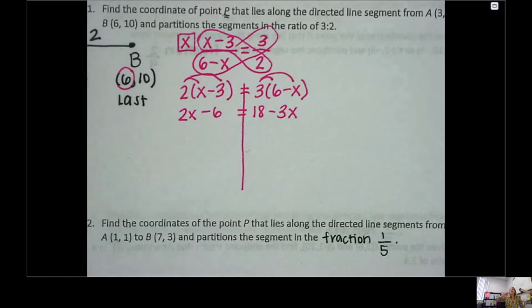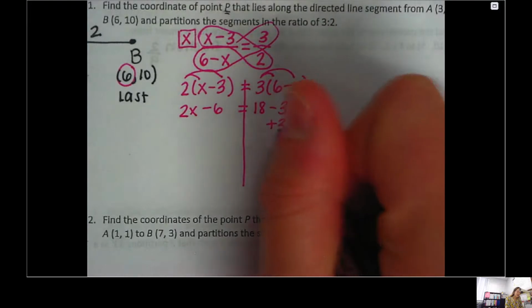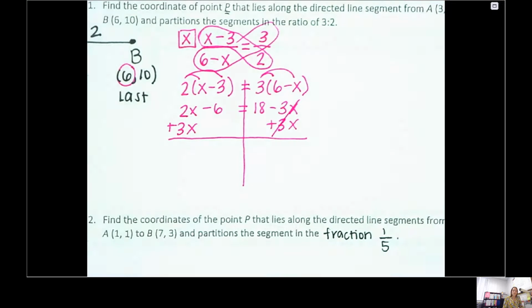Okay, so you've got choices. You can literally do whatever you want here. I like to do my x's first because I'm a creature of habit. I'm going to move the 3x instead of the 2x. Why is the 3x a better choice than moving the 2x? It's the smaller one. Yeah. This is a negative 3x. This is a positive 2x. So I'm going to add the 3x to both sides so I don't have to deal with any negative numbers.